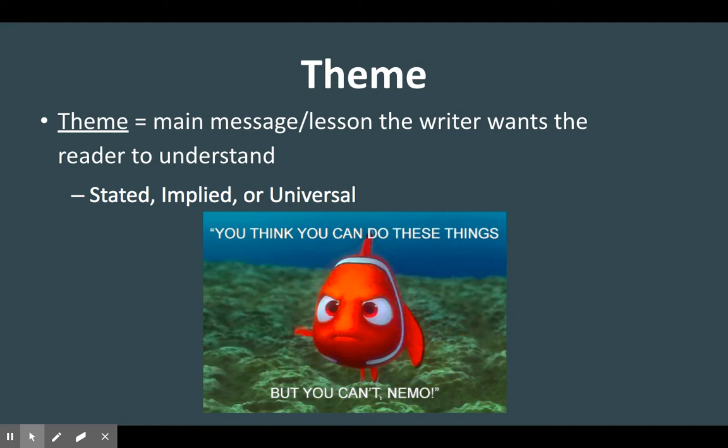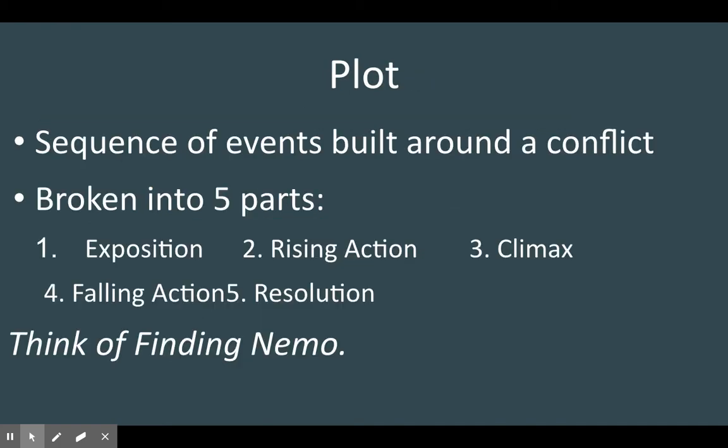Could be implied, so we have to gather this ourselves. And sometimes themes, or I would say most themes, are pretty universal. So meaning I can connect to the theme, so can your mom, your grandma. If you grew up in another country, themes of friendship, love, hurt, anger, pain, joy, sorrow, all of those can be universal themes. Plot. So this is super important.